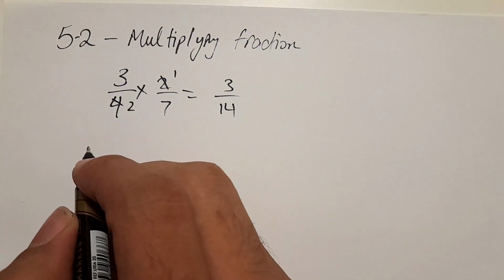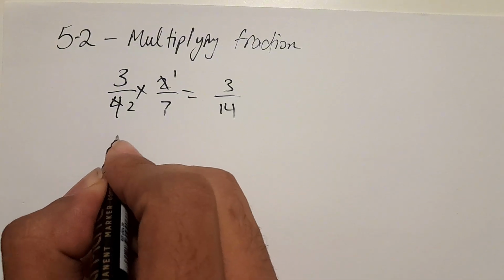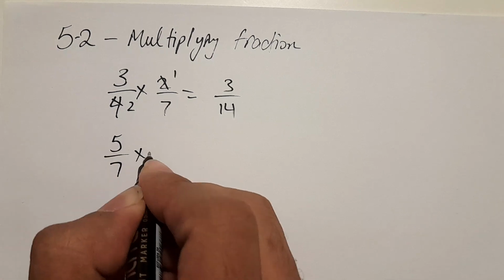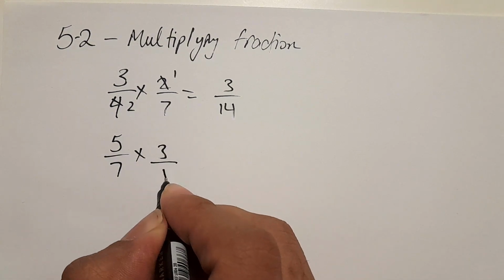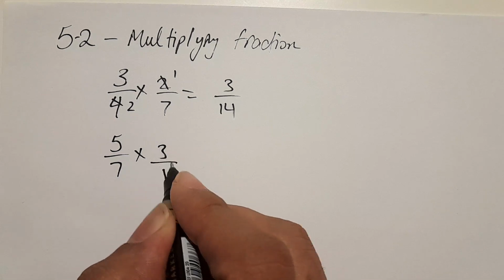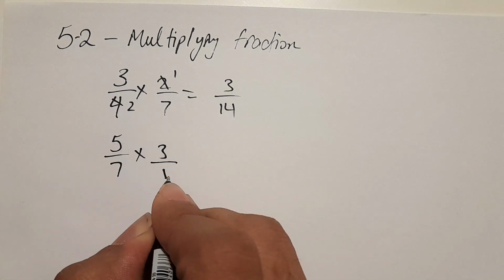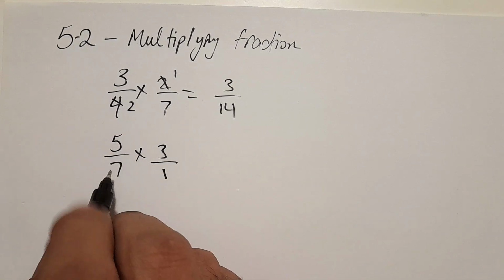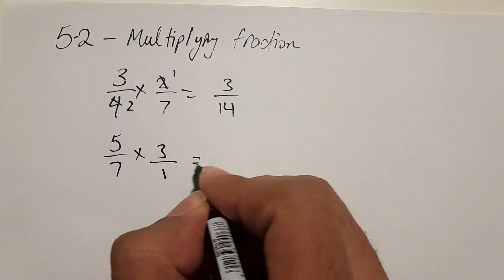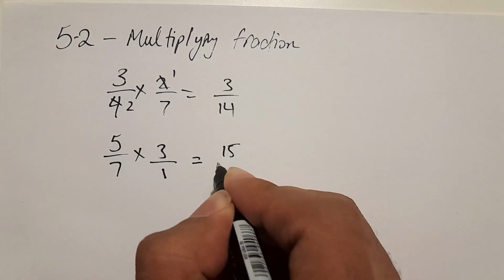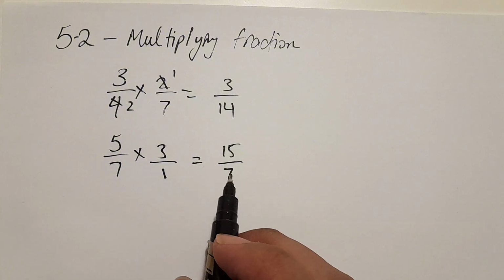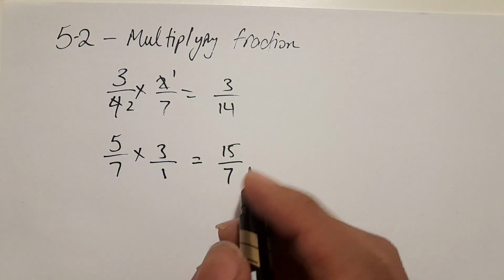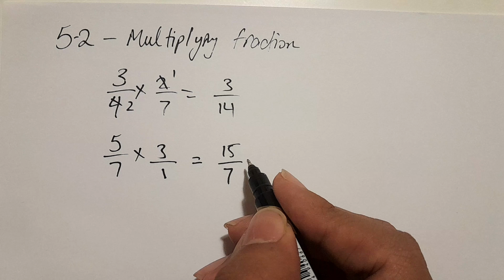Then second will be 5 over 7 multiplied by 3. So below 3 there is always a number 1, because 3 divided by 1 will be 3. So 5 and 1 are the simplest numbers and 7 and 3 are simplest. So 5 threes are 15 over 7. Now 15 cannot be divisible by 7, so we will write this as it is.